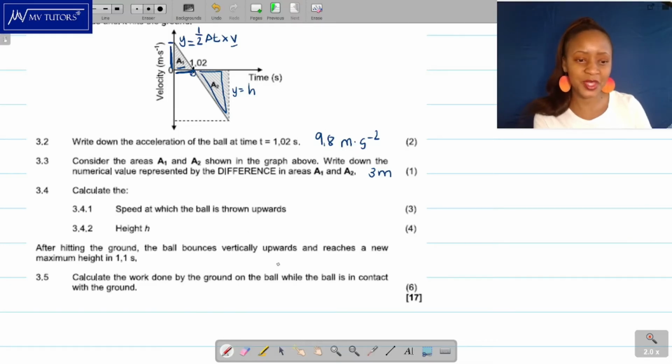Now 3.4.1, calculate the speed at which the ball is thrown upwards, and that is the initial velocity they are looking for. So in this case, you're going to go to the back of your question paper in the exam, and you are going to look for the equations of motion. You're going to decide which one is actually the best to use here.